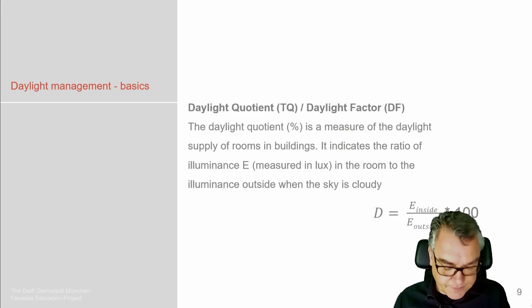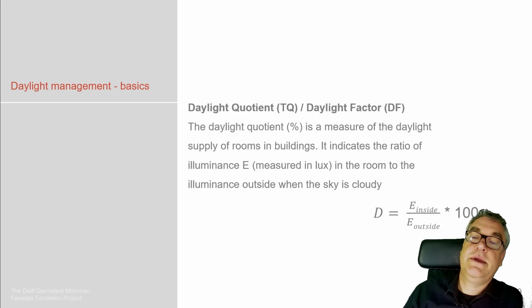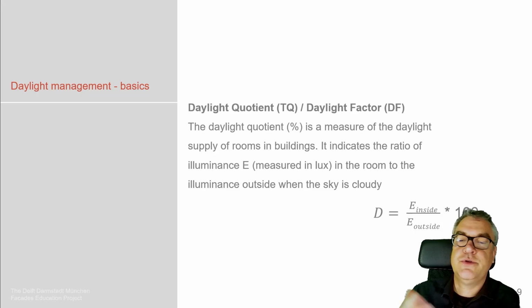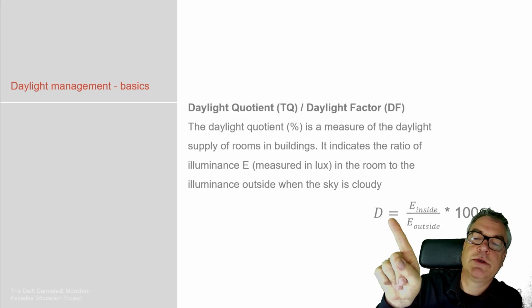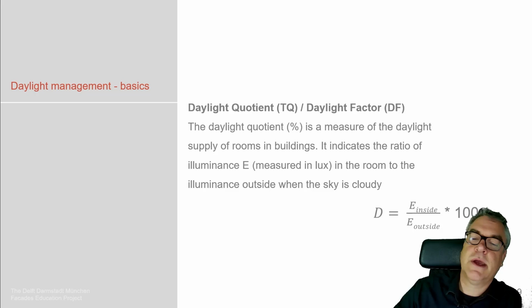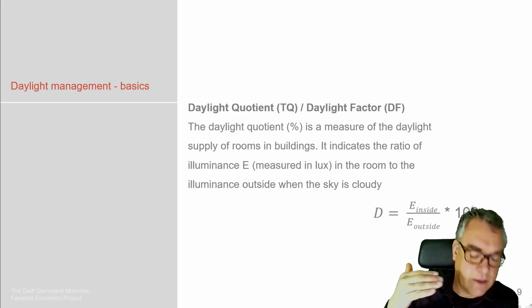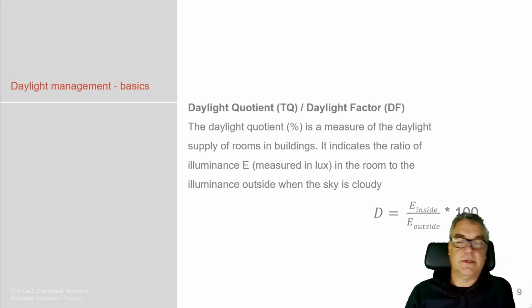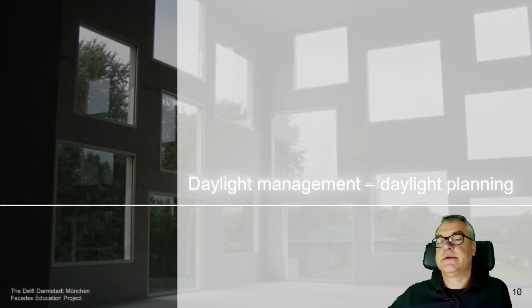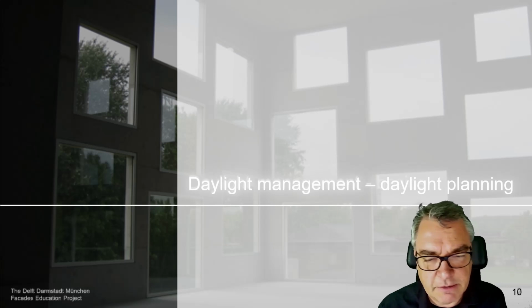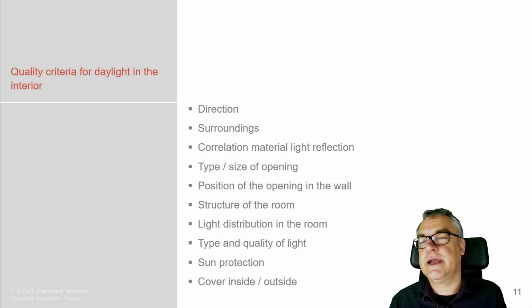We need to define the daylight quotient, which is a measure of the daylight supply for rooms and buildings. It's indicated as the ratio of the illuminance, measured in lux, in the room to the illuminance outside under a cloudy sky, which is the daylight factor. So how much daylight do we get to our inside? Why is this important? Because we need to deal with it in our planning and our detailing.